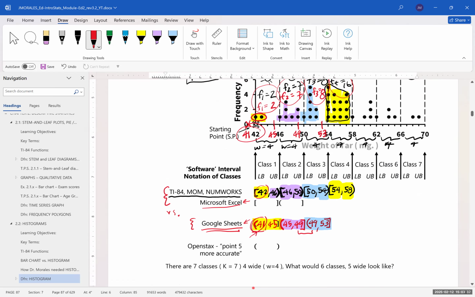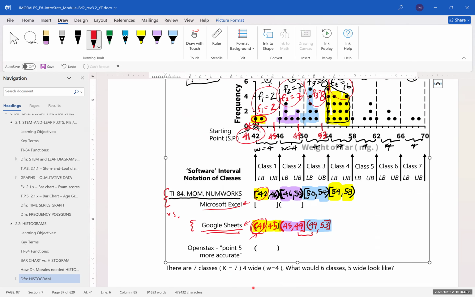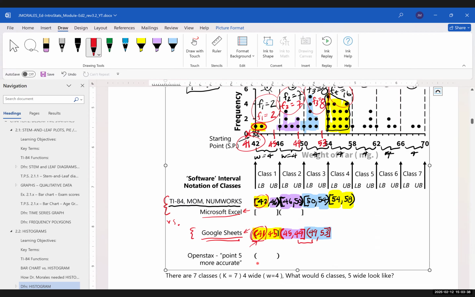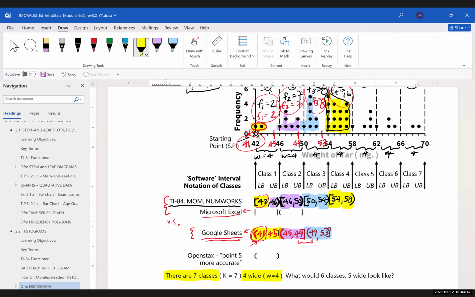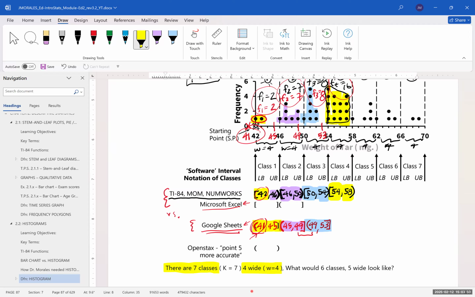All right. So lastly, the thing to talk about is that all of this designing was based off of having 7 classes that were 4 wide. Well, what would this histogram look like if instead of having 7 bars, we had 6? And if we had 6, then they would be 5 wide instead. So what would that histogram look like? And that's part of the reason why you're learning about how to design histograms, because there's a lot of factors that come into play when you're designing them.